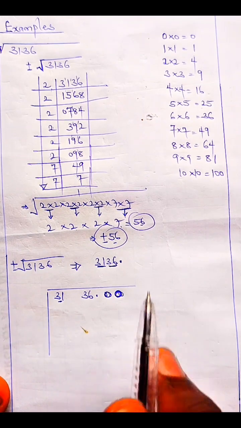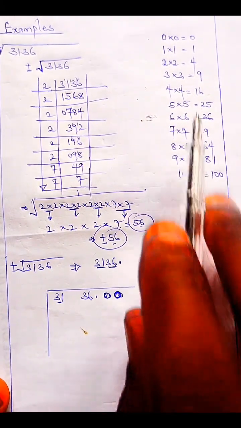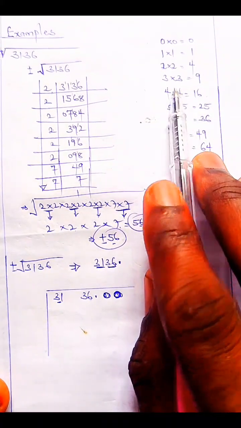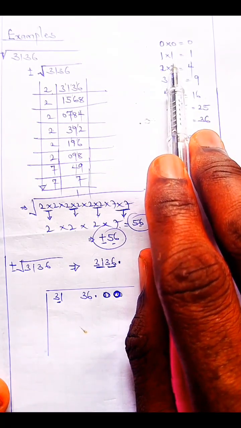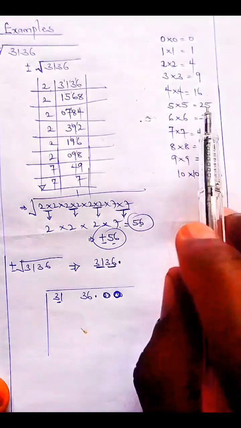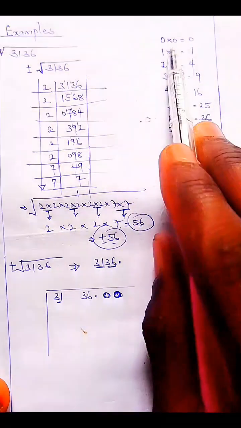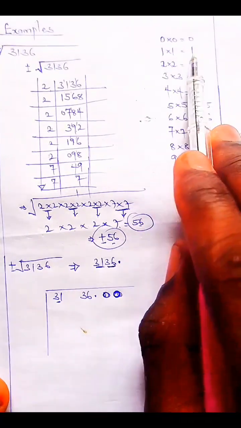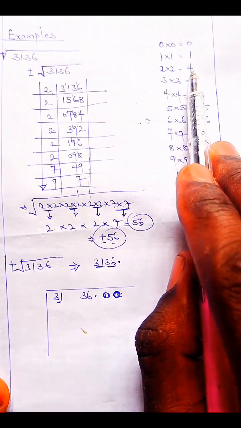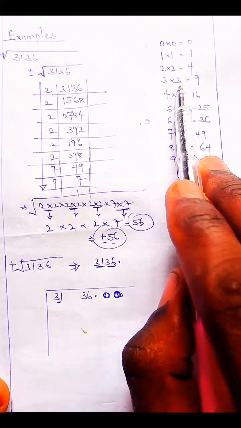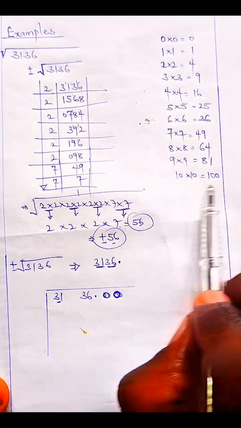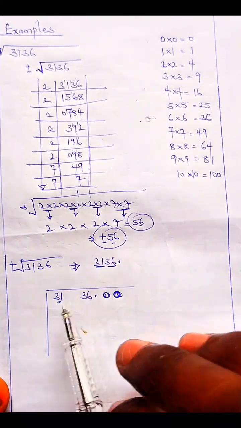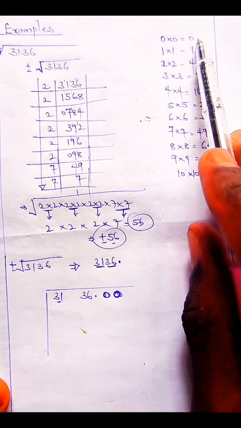So we're going to be checking the table. There's a table up here. As you can see, there's a table right up here. Now this table is a list of perfect squares from 0 to 100. As you can see, 0 times 0 is 0, 1 times 1 is 1, 2 times 2 is 4, 3 times 3 is 9, 4 times 4 is 16, and so on, down to 10 times 10, 100. So we're going to check 31. Do we have 31 among these perfect squares?